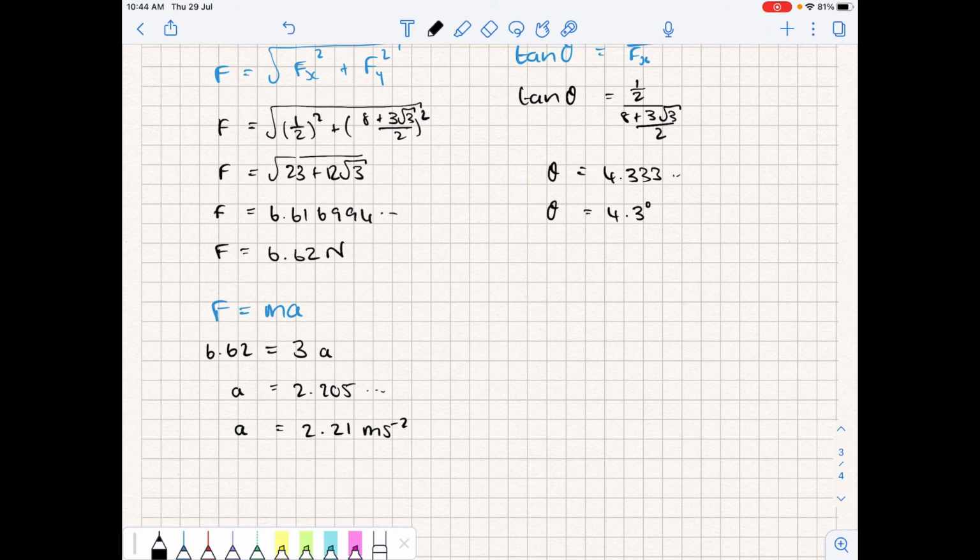So the acceleration is 2.21 meters per second squared in a direction 4.3 degrees above the positive x direction.